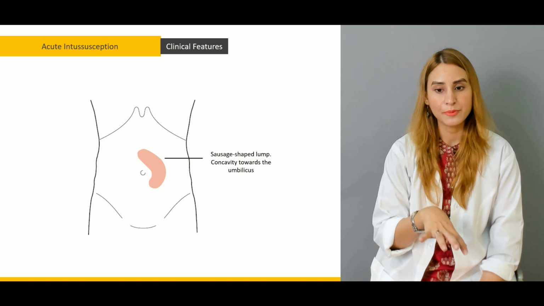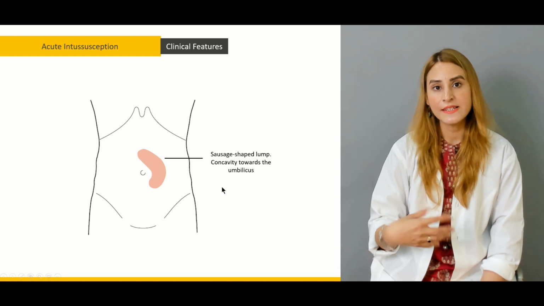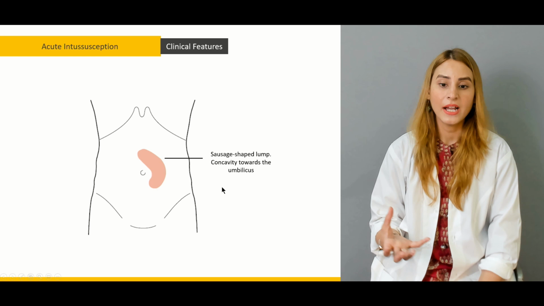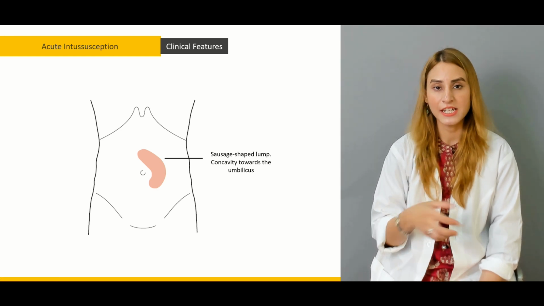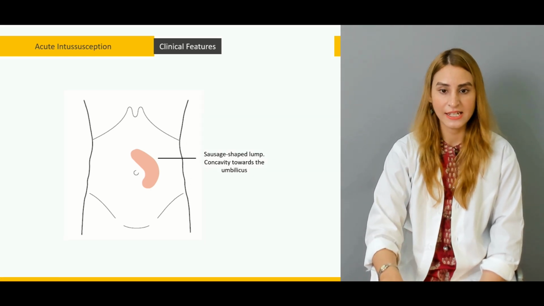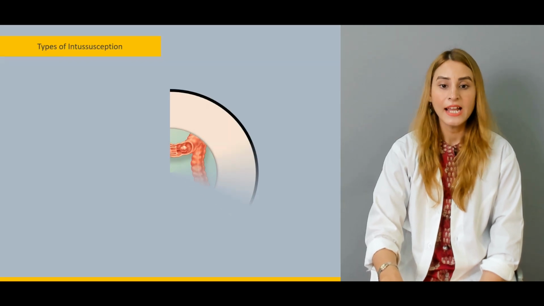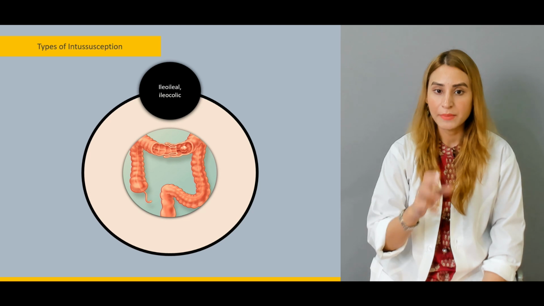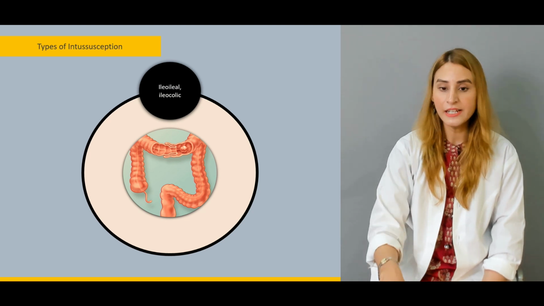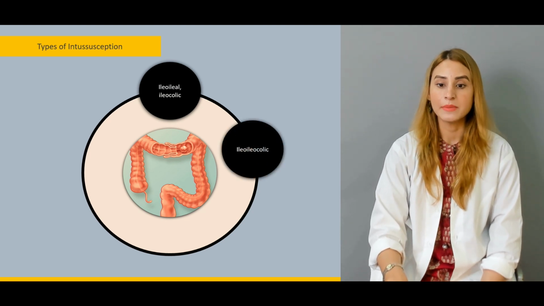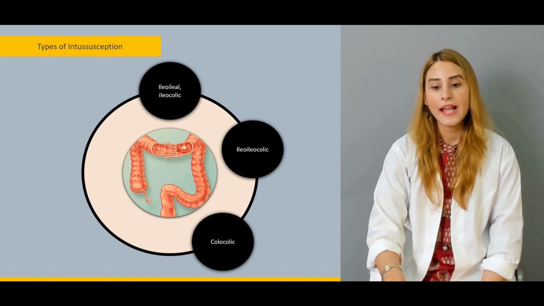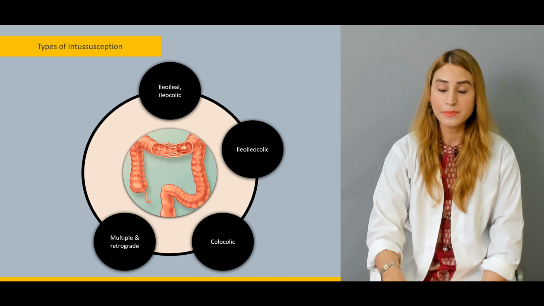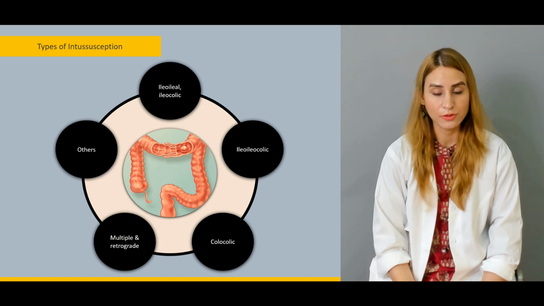So particularly if we talk about acute intussusception, because it's causing intestinal obstruction, all of these symptoms can be present, and you can see a saucer-shaped lump with the concavity towards the umbilicus whenever you're examining the patient. There are different types of intussusceptions. There can be ileal, ileocolic, colocolic, multiple and retrograde, and there can be other causes as well.